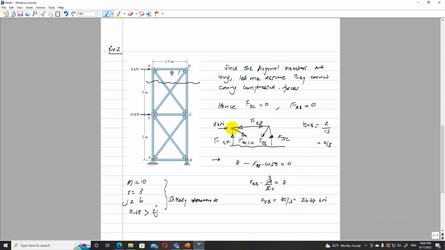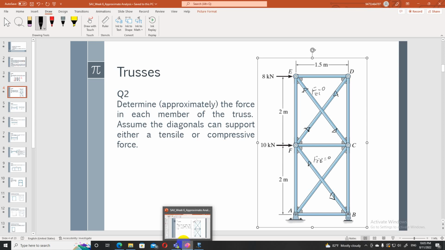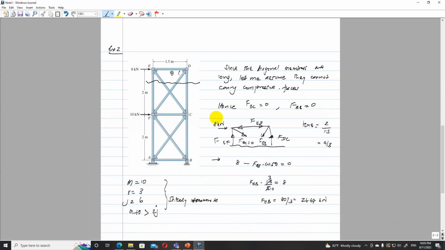So now what we can do is take equilibrium at this point and find the member forces. Here I can find equilibrium at the point D and find FED and FDC, because FED is equal to FEB cos theta and FDC is equal to FEB sin theta. So then if I find ED, then I can find the other member forces. So similarly, now the question is, determine the force in each member of the truss. So I have found FEB.